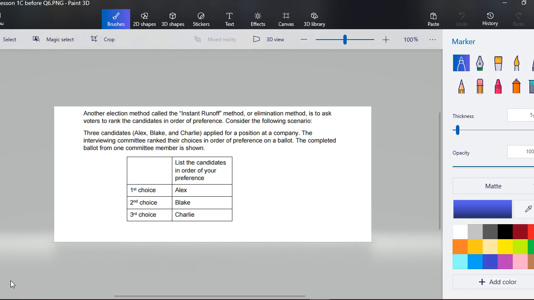Here's a scenario. You've got 3 candidates, A, B, and C: Alex, Blake, and Charlie. They applied for a position. The interviewing committee ranked their choices, and the completed ballot from just one committee member is shown. That's how they ranked their preference of the candidates.